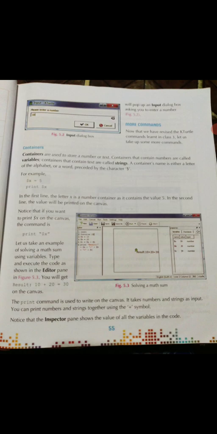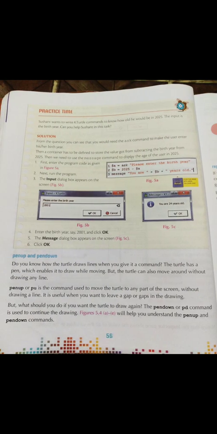So we can proceed to the next topic, that is pen up and pen down. You will find this on page number 56. Look at page number 56, the paragraph on pen up and pen down. Do you know how the turtle draws a line when you give it a command? The turtle has a pen which enables it to draw while moving, but the turtle can also move around without drawing any line.